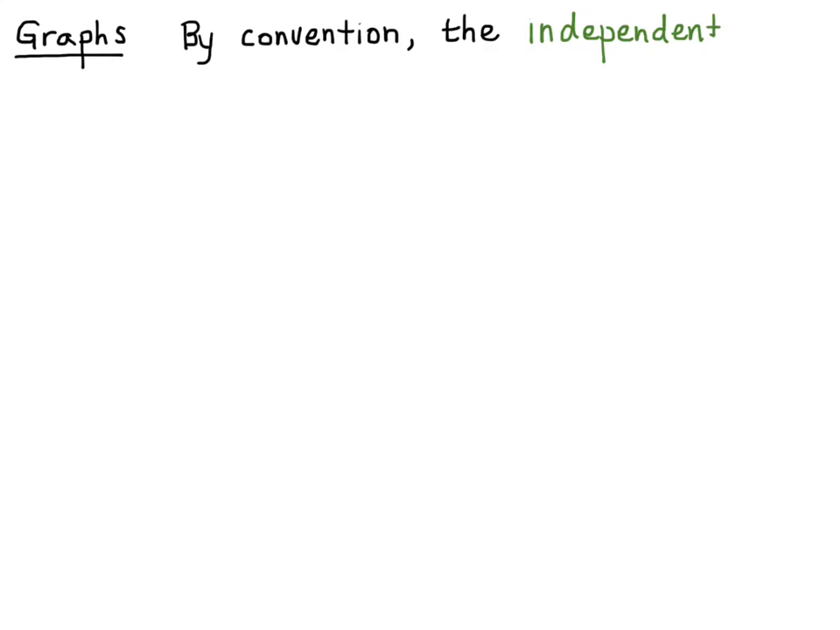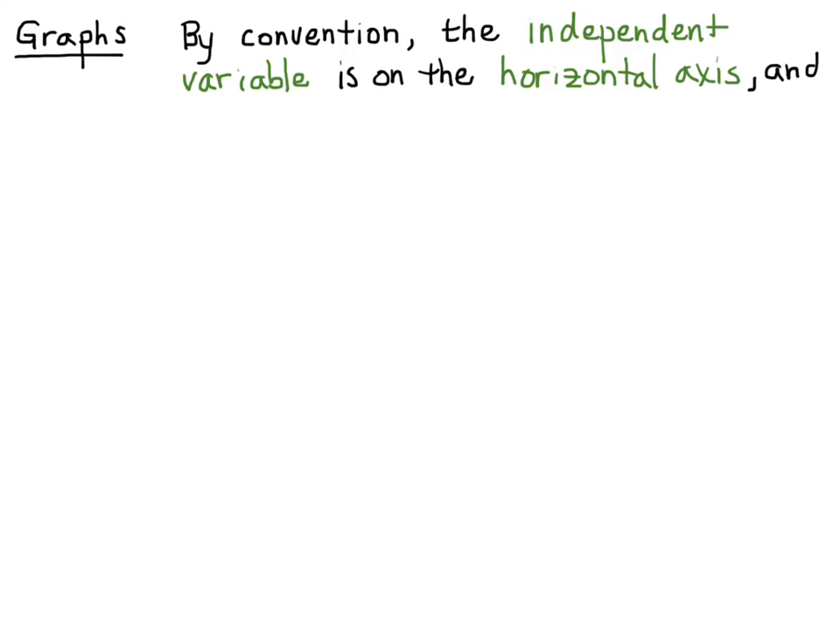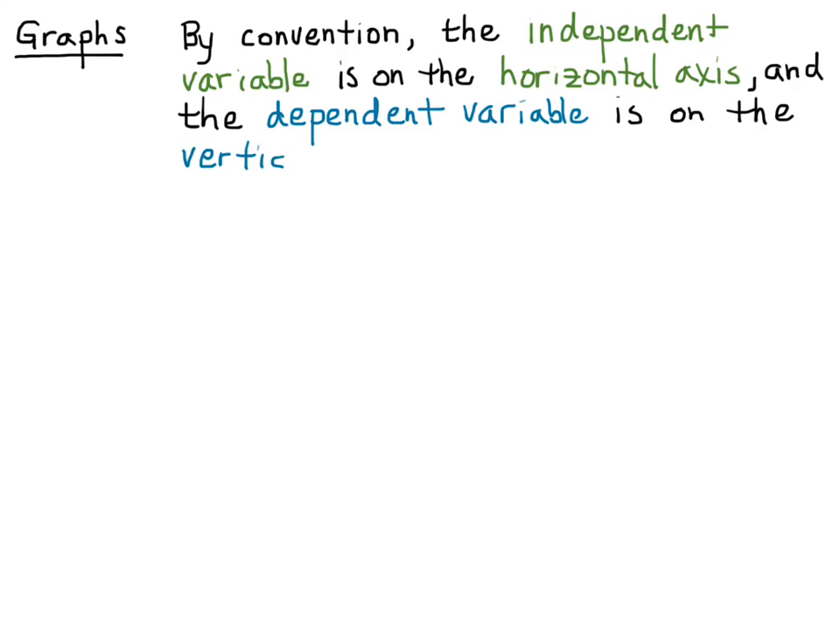Okay, so when we're talking about functions with graphs, the independent variable is on the horizontal axis, and the dependent variable is on the vertical axis. Generally, when we make a graph, we say the x-axis is the horizontal one, the y-axis is the vertical, and y would be the function's value, x would be the function's input.